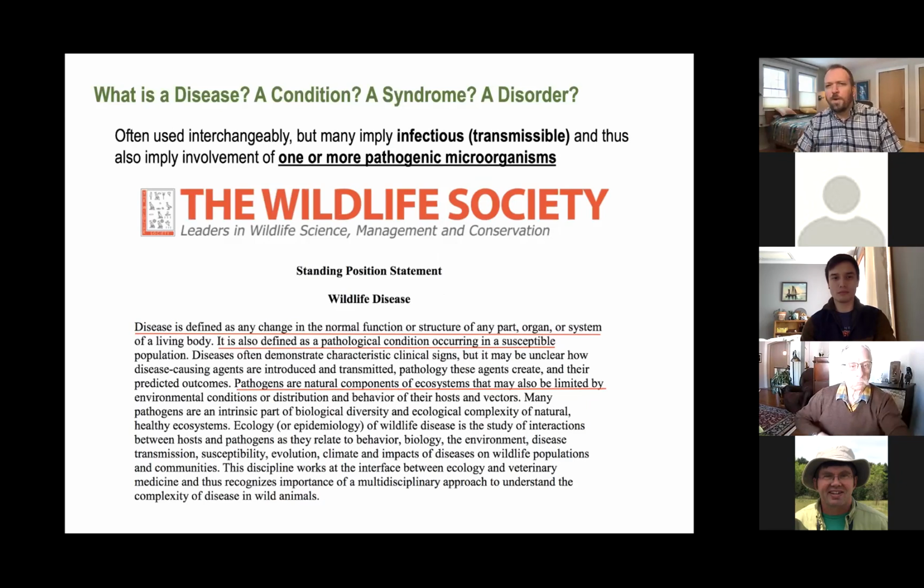This is a statement from the Wildlife Society on wildlife disease. It says basically that disease is defined as any change in the normal function or structure of any part, organ, or system of a living body. It is also defined as a pathological condition occurring in a susceptible population. And then a couple sentences down, it says pathogens are natural components of ecosystems that may also be limited by environmental conditions. So what you can see here is that it very much puts in the same frame disease and infectious agent. And that is one of the things that I'm trying to address with this seminar today.